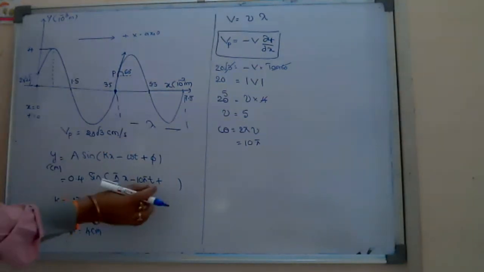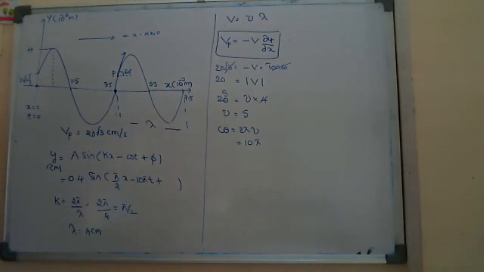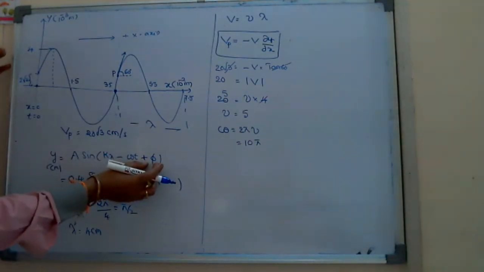And then you require what? Phi. Are you getting any idea to find out phi? K into delta x, sir. That is phase difference, but it is initial phase.